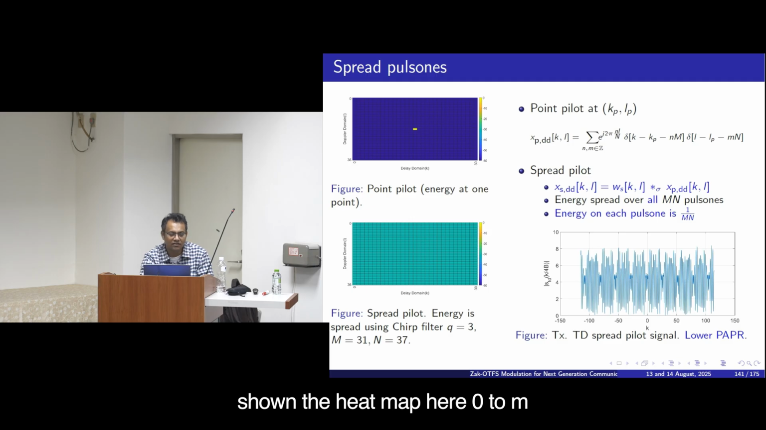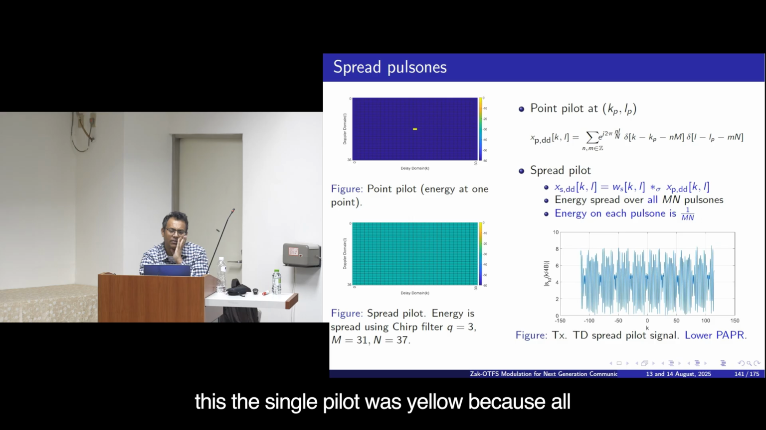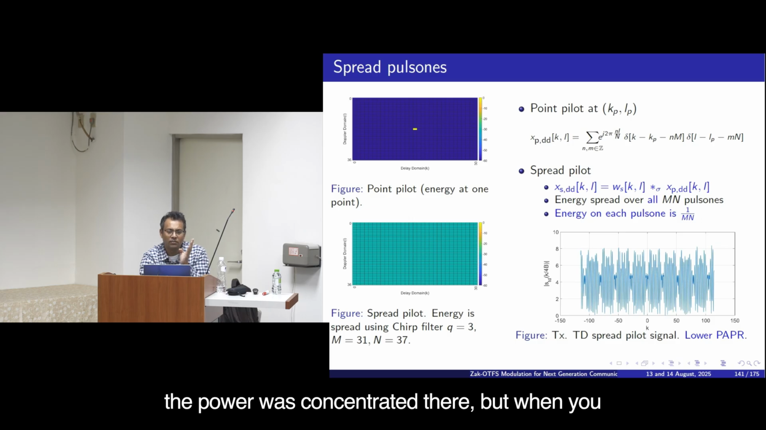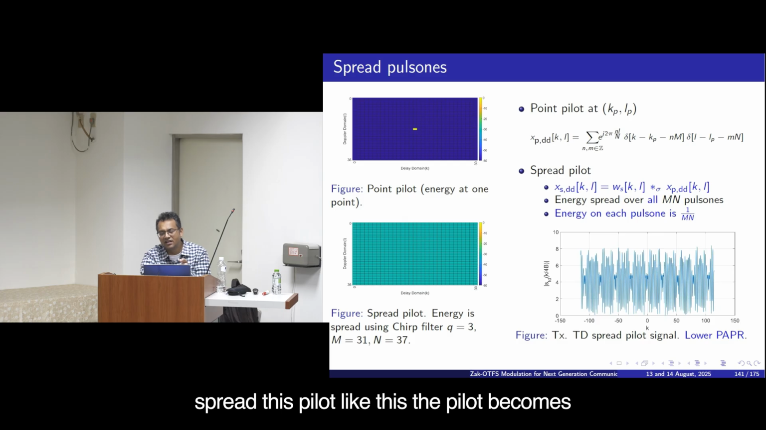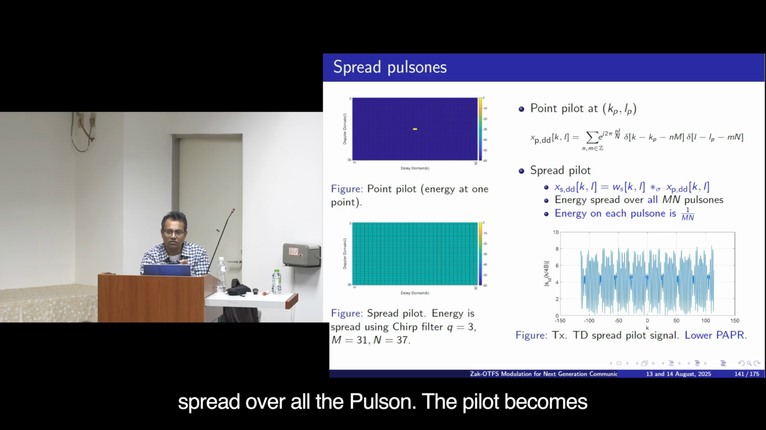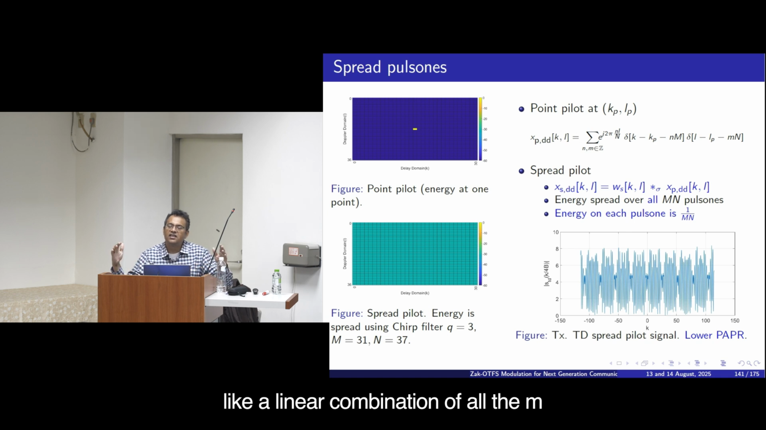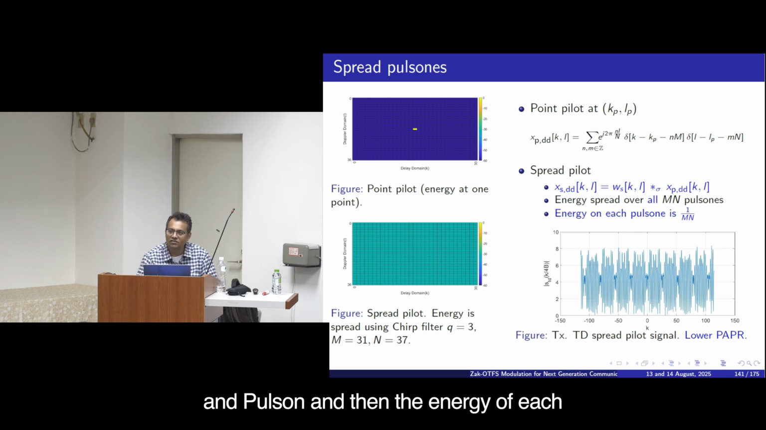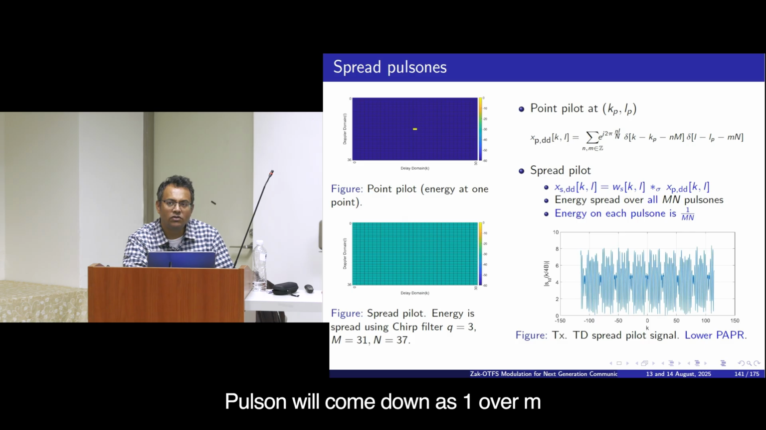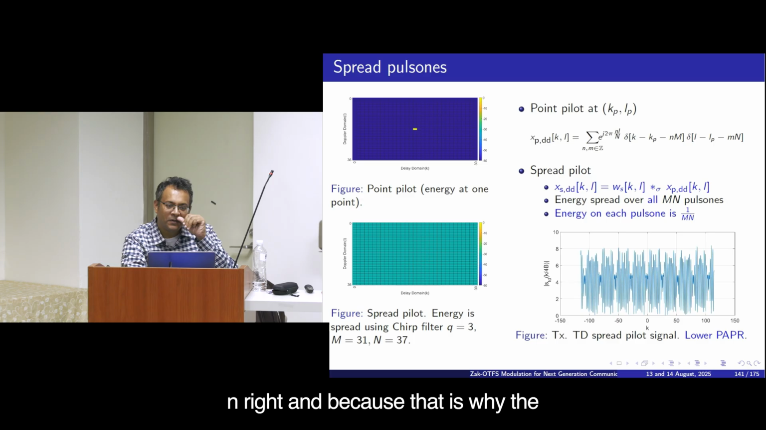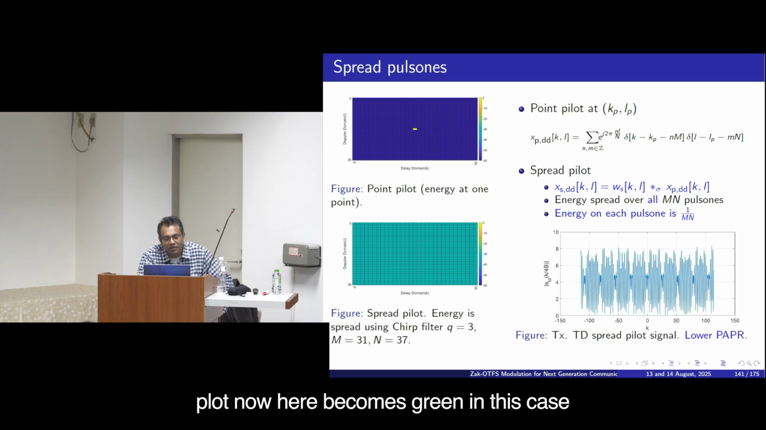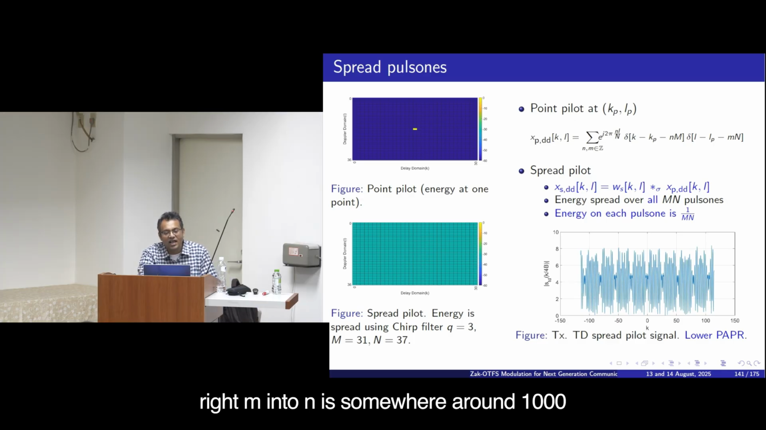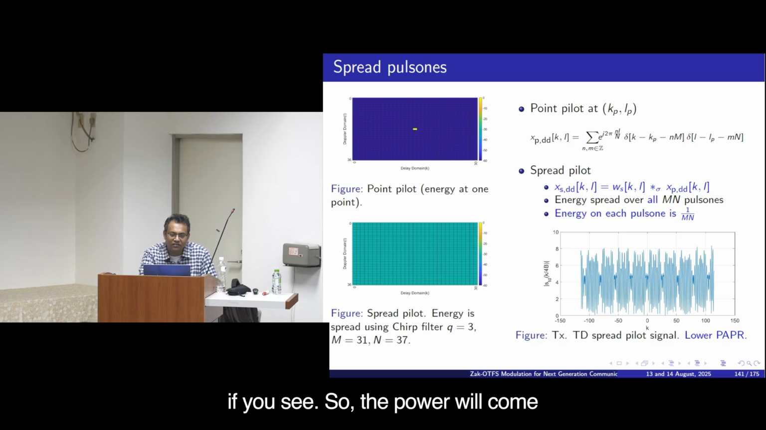I have shown the heat map here, 0 to M and 0 to N. This single pilot was yellow because all the power was concentrated there, but when you spread this pilot like this, it becomes spread over all the pulsons. The pilot becomes a linear combination of all the MN pulsons, and then the energy of each pulson will come down as 1 over MN. That is why the plot now becomes green in this case. M into N is somewhere around 1000.